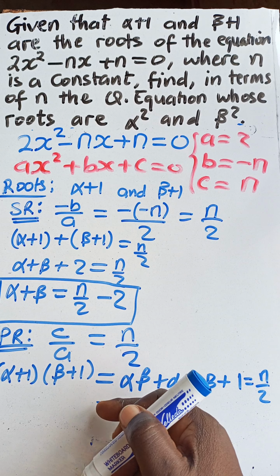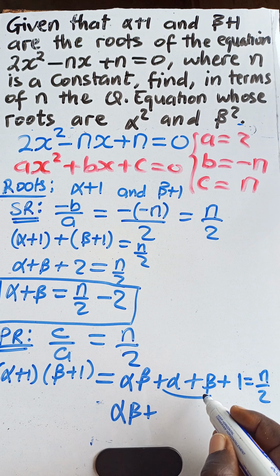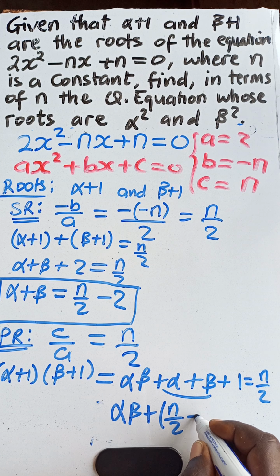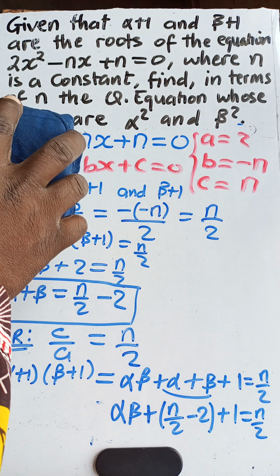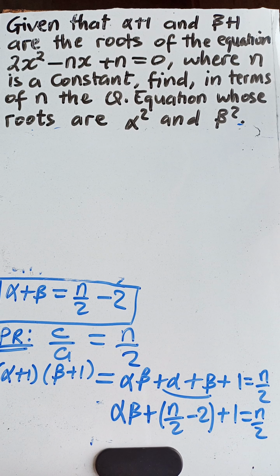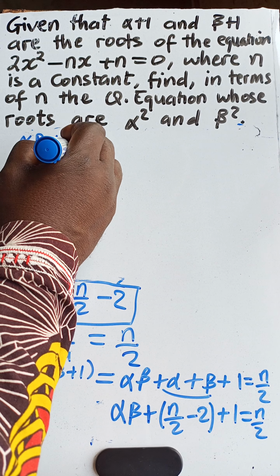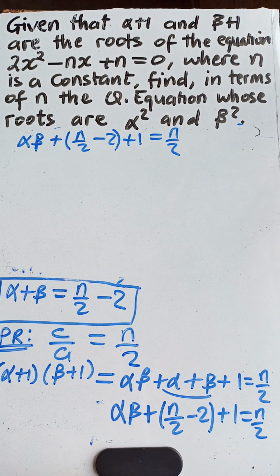We expect this to be n all over 2. So this means alpha beta plus alpha plus beta. We already have an expression for alpha plus beta: it is n all over 2 minus 2. So plus n all over 2 minus 2, plus 1, gives us n all over 2. From here, we can come up with the expression for alpha beta, just like that for alpha plus beta. Let's write this again so that we follow up: alpha beta plus n all over 2 minus 2 plus 1 is equal to n all over 2.